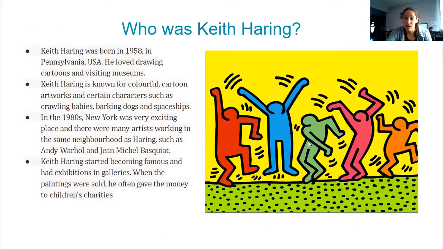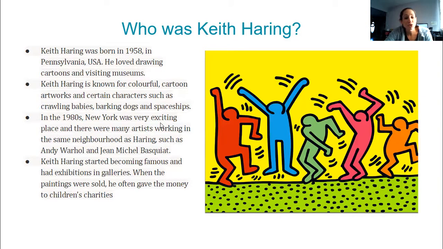So who was Keith Haring? So here's actually a picture of his art over here on the right side of the screen. And Keith Haring was born in 1958 in Pennsylvania. He loved drawing cartoons and visiting museums. So his favorite kind of art was to draw cartoons. Some of you might watch those on TV sometimes. Keith Haring is known for colorful cartoon artworks and certain characters such as crawling babies, barking dogs, and spaceships.